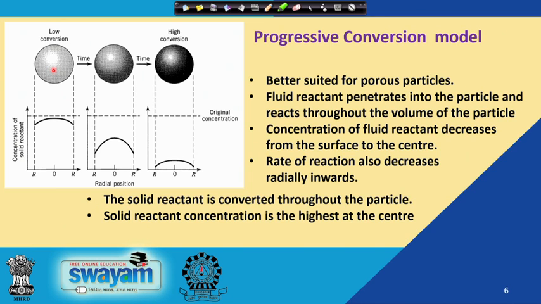The reaction takes place throughout the volume of the solid particle, but due to the mass transfer resistance, the concentration of the fluid reactant A decreases from the surface to the center, and as a result the rate of reaction also decreases from the surface to the center. The solid concentration on the other hand increases from the surface to the center, because more reaction takes place near the surface.